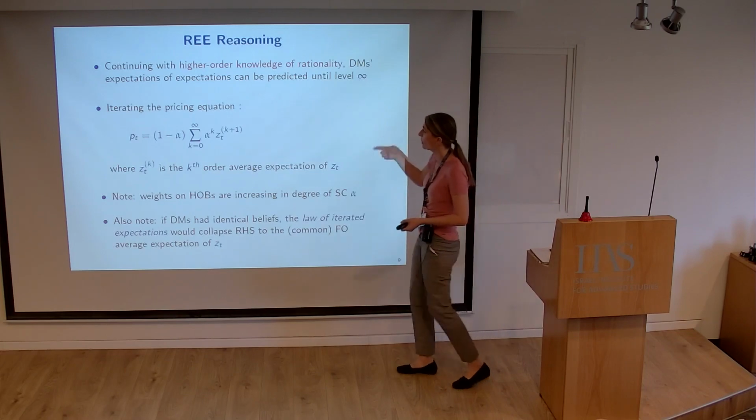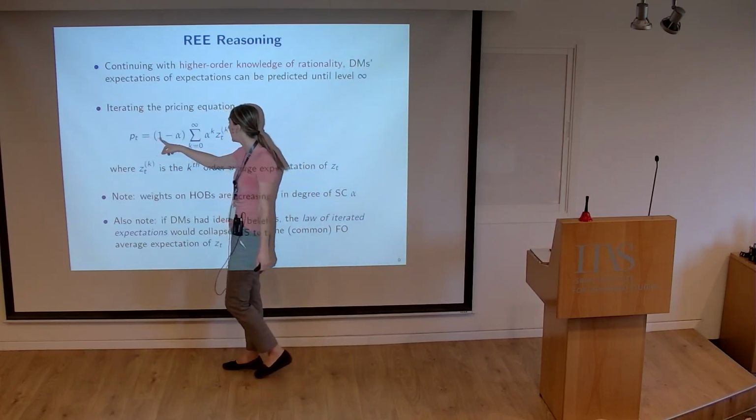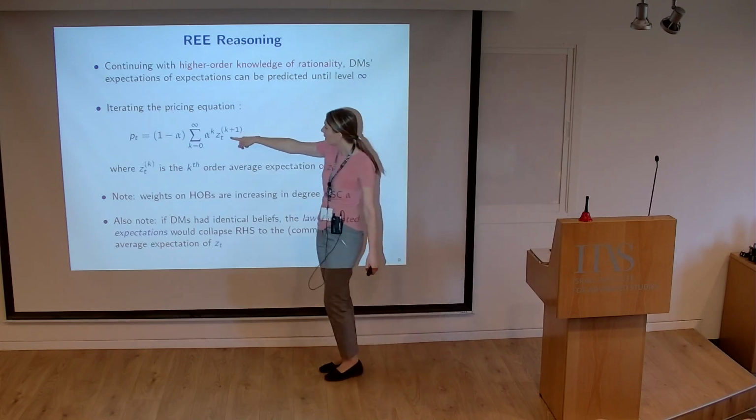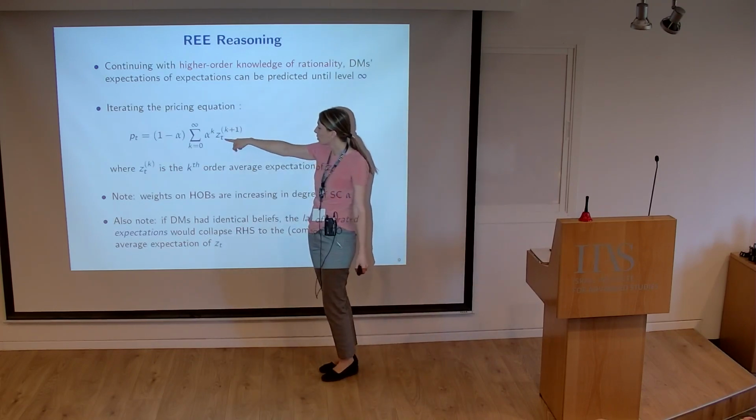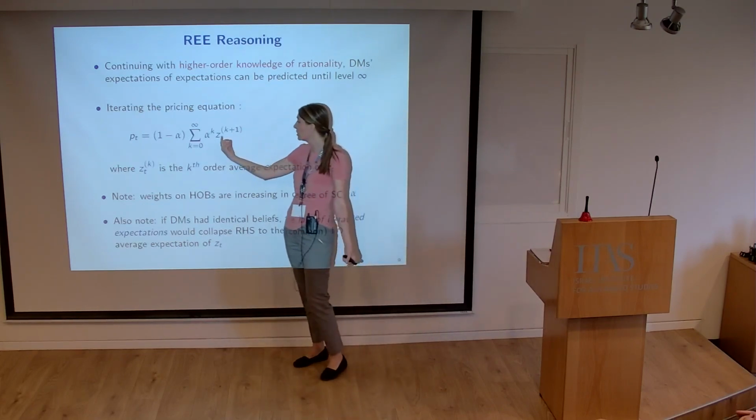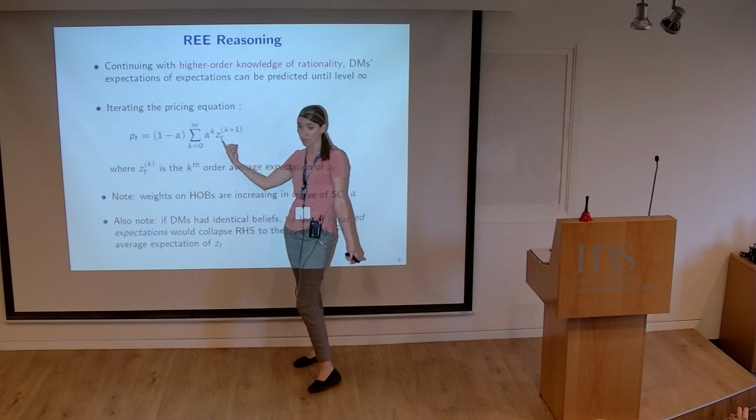So you can iterate the pricing equation, and you say that the aggregate price level in an economy is going to be a weighted average of the higher order average expectations of the fundamental, right? This Z is an exogenous variable. These are going to be higher order beliefs about this fundamental, where the weights that I put on each higher order belief depend on the degree of strategic complementarity in the economy. That's alpha.